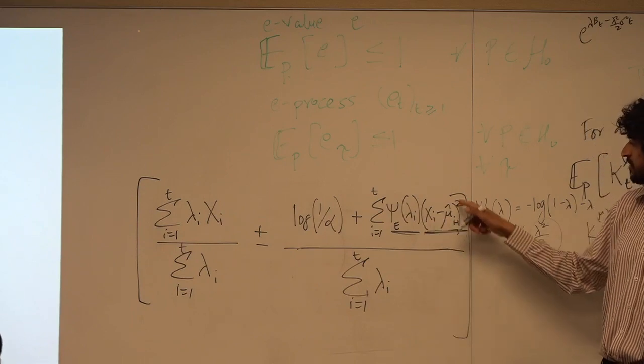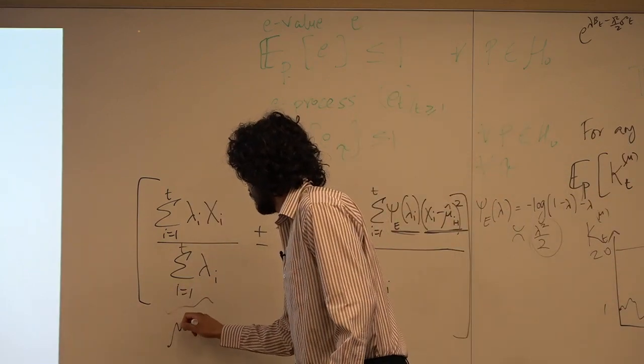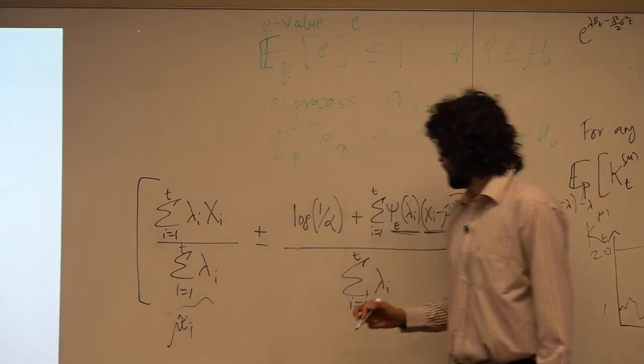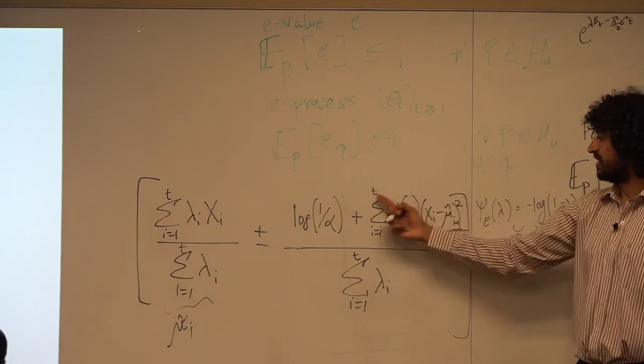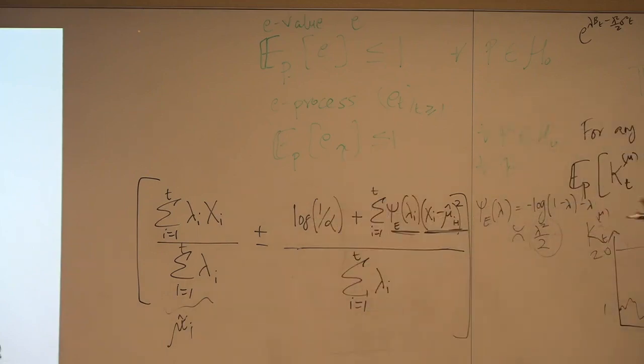Okay, so I have this term over here, and this is actually an empirical variance type of term. So it looks like X_i minus mu hat_{i-1}, where this is mu hat_i. So I'm calling this mu hat_i. And this is like a running empirical variance that I have so far. Okay, and so it looks a bit funny.